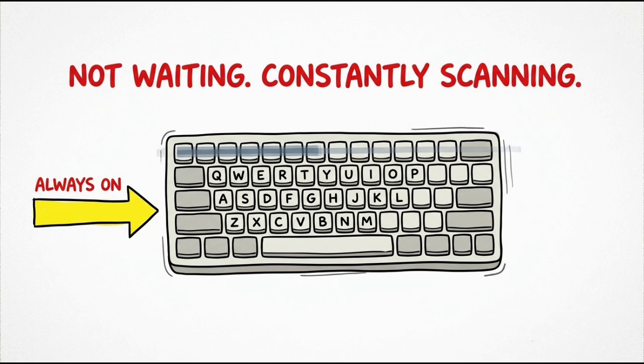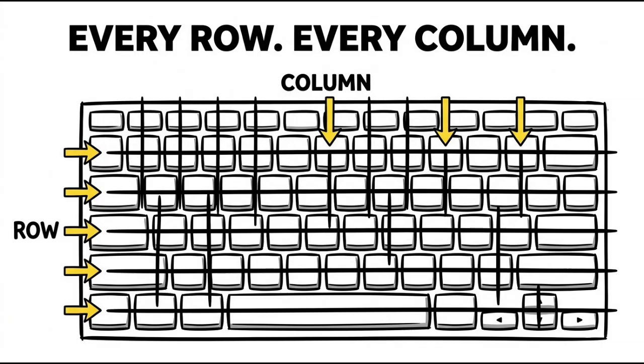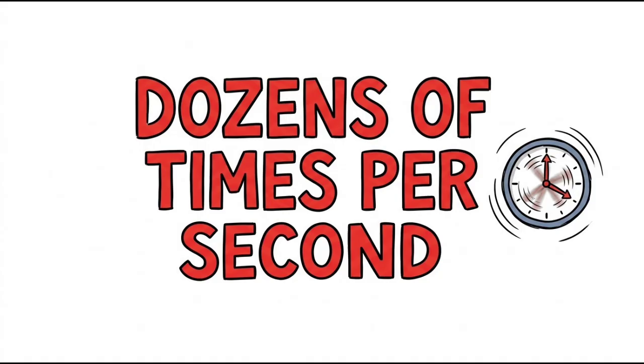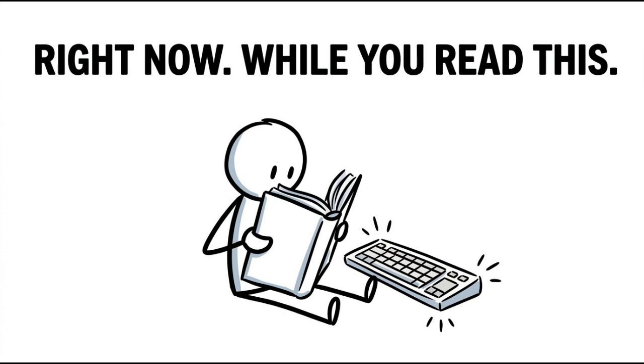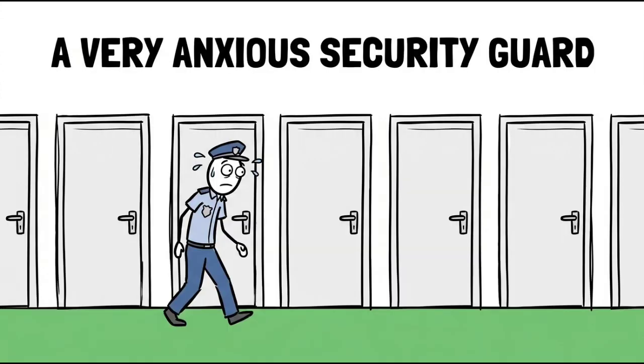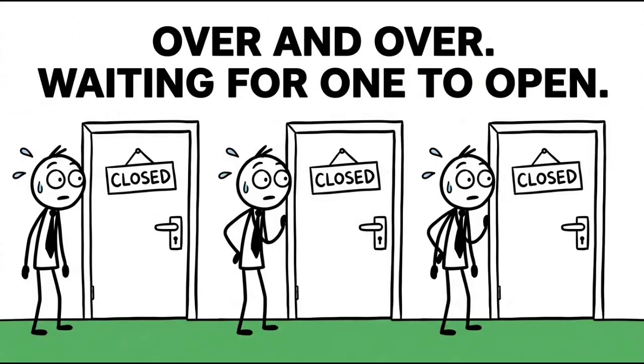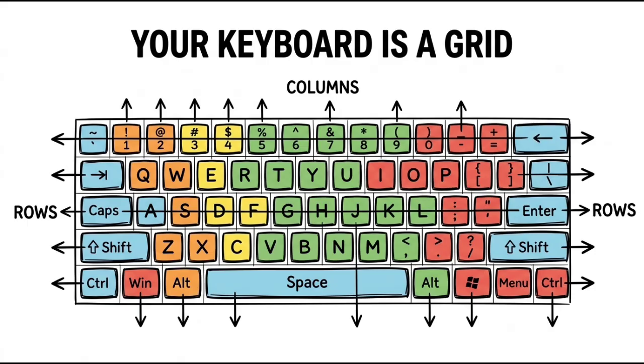Here's the thing nobody tells you. Your keyboard is not waiting for you to press a key. It is constantly scanning every row, every column, dozens of times per second, right now. While you read this, your keyboard is running a loop. It's basically a very anxious security guard checking every door in a building, over and over, waiting for one to open. This is called a matrix scan.